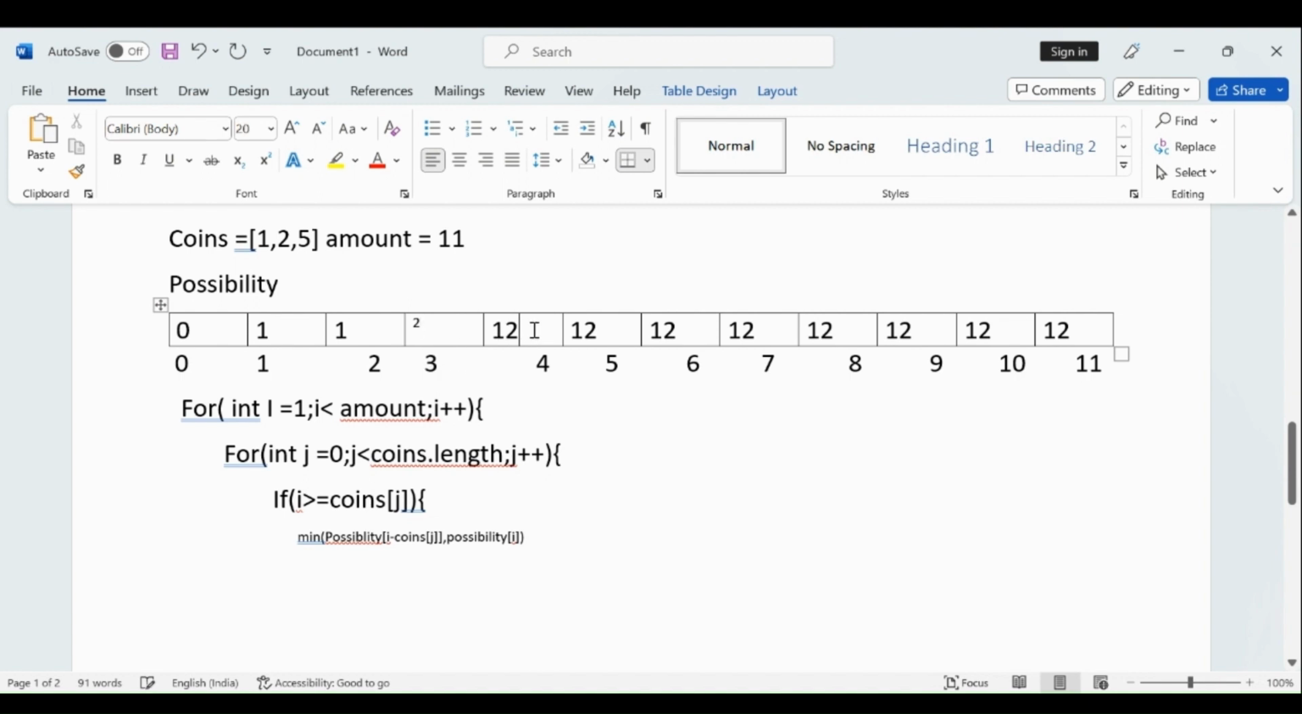So similarly, let's calculate for 4. For 4, you can utilize the coin 1. So 4 minus 1 will be 3, and the minimum number of coins required to make up the amount 3 was 2, and you are utilizing one more coin also, so 2 plus 1 will be 3. Previously it was 12 and now it is 3. What is the minimum of 12 and 3? The answer is 3. So we will make it 3 here, and we will calculate for the next coin. Here the next coin is 2.